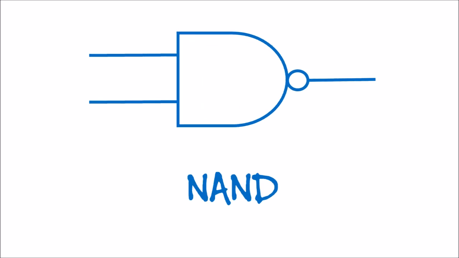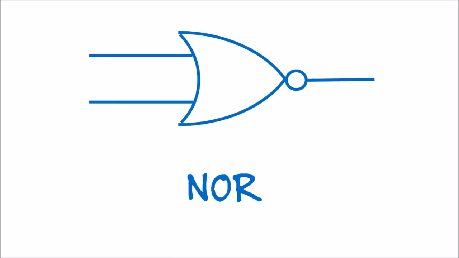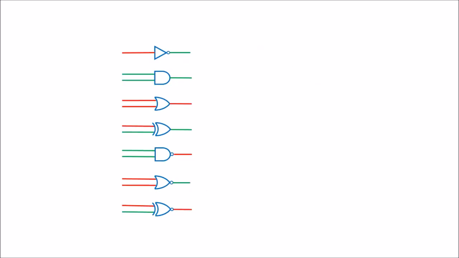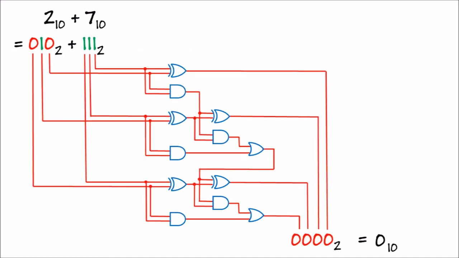Speaking of which, NAND and NOR are horrible names. How is someone even supposed to know if you're talking about a NAND gate or an NAND gate? So anyway, what in the world can you do with these gates? Well, I'm glad you asked. Assemble them together like this, and you can add any pair of 3-bit numbers together.